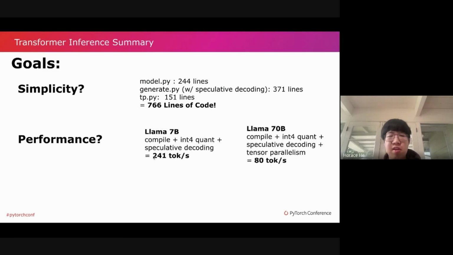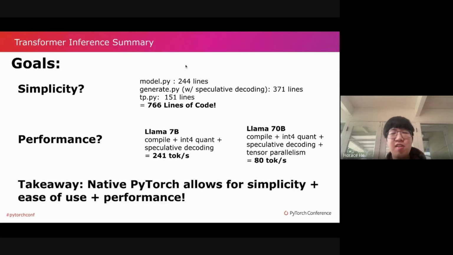Performance-wise, we're able to achieve up to 241 tokens per second for Llama 7B, and about 80 tokens per second for Llama 70B. The general takeaway is that by using native PyTorch, we get both simplicity and ease of use, as well as performance. PyTorch has historically focused on simplicity and ease of use, but by leveraging compilation techniques on top of that, we're able to achieve all three of these.